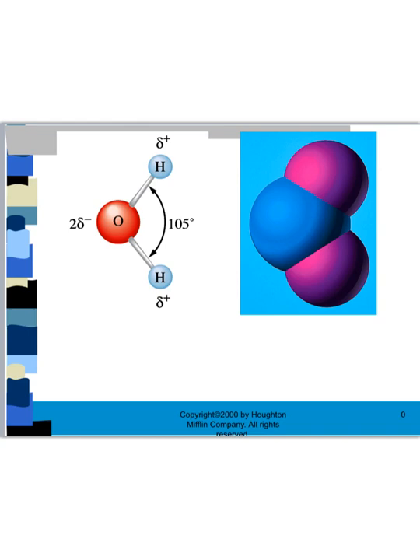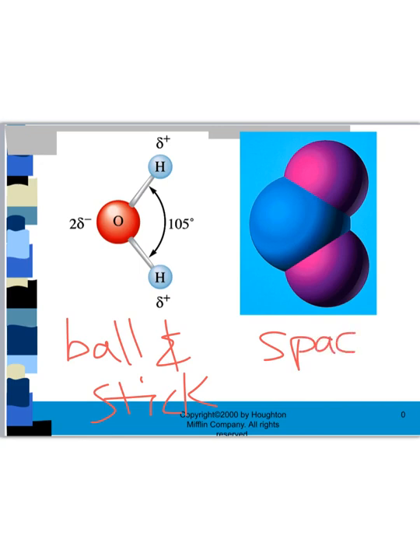So here's the shape of the water molecule if you were to make the model. This one on the left is called the ball and stick model. And then the one on the right is called the space-filled model.